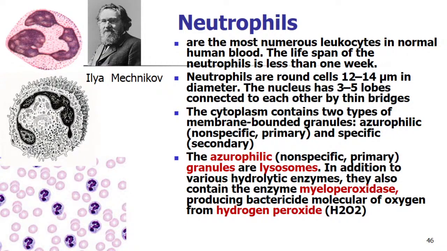The azurophilic non-specific primary granules are lysosomes. Lysosomes are the more dense granules. In addition to various hydrolytic enzymes, they also contain the enzyme myeloperoxidase. This is a special identification of neutrophils. This enzyme, myeloperoxidase, produces the bactericidal molecule of oxygen from hydrogen peroxide. And Ilya Mechnikov, when investigating the phagocytosis of neutrophils, named the neutrophils microphagocytes. And this is an example of an image of band cells. In band neutrophils the shape of the nucleus is like a question mark, or maybe an S shape.